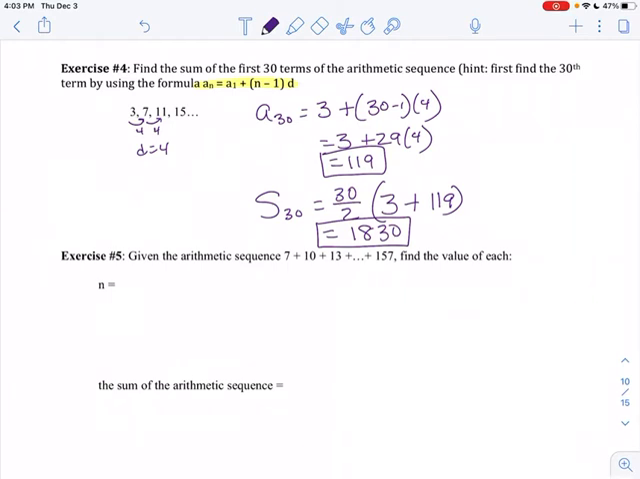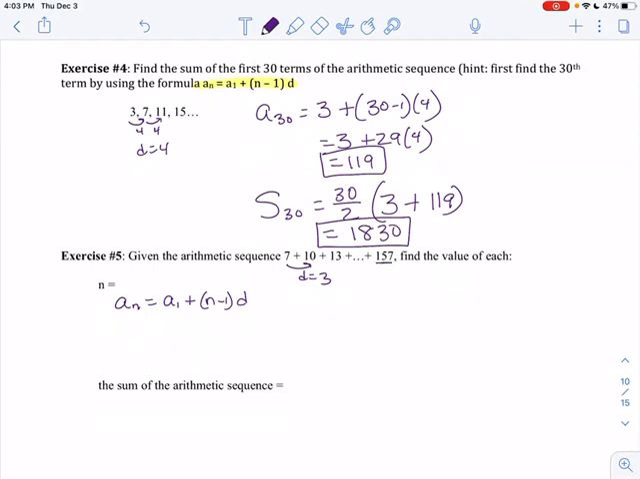All right, number 5, given the arithmetic sequence 7 plus 10 plus 13 plus dot dot dot 157, find the value of each. So first I want to figure out n, how many terms I actually have. All right, so to find n, I'm going to use my formula. a sub n equals a sub 1 plus n minus 1 times d. I can see right here that my common difference is 3.